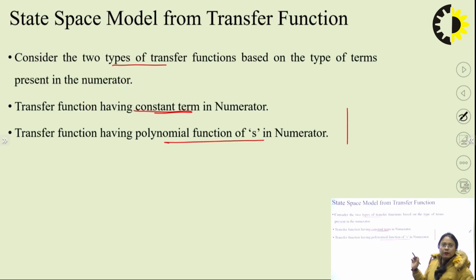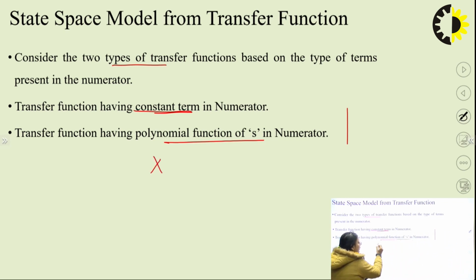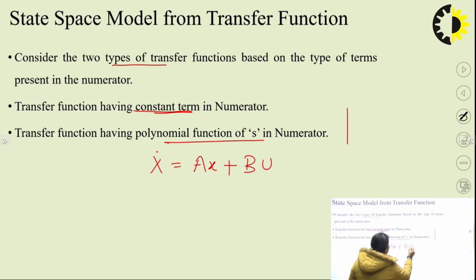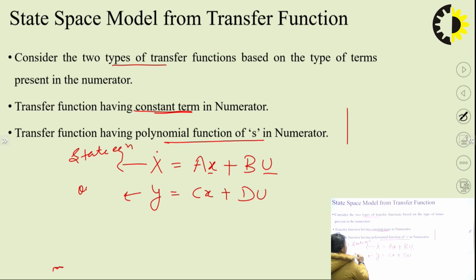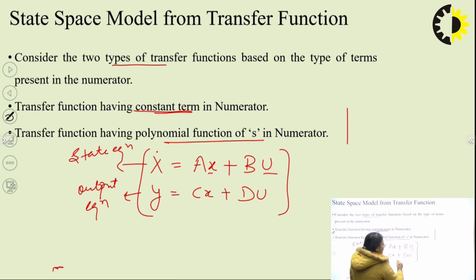Before starting this, I would like to tell you about the state space model, right? These are the two equations for the state space model: x dot is equal to Ax plus Bu, and y is equal to Cx plus Du, right? Here u is the input, x are the states of the system, and y is the output of the system. This first equation is known as the state equation, and this equation will be known as the output equation, and combined it will make the state model, right?